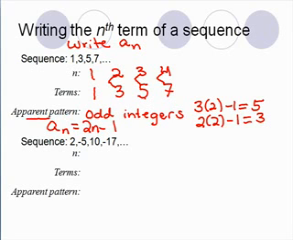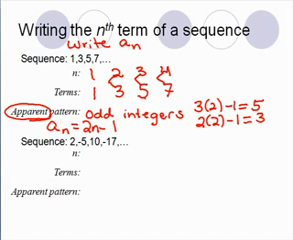Now notice, we call this the apparent pattern. That's because we're only given a couple of the terms. We cannot say for sure if we have gotten the correct pattern. Unless you're told this is the general pattern, you don't know if it's the correct pattern or not, because later on down the line this could change.